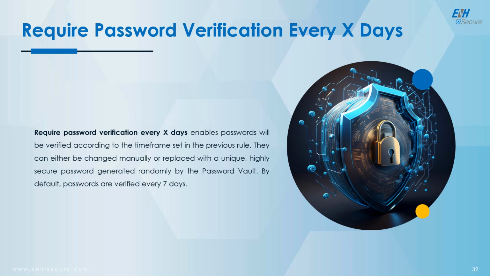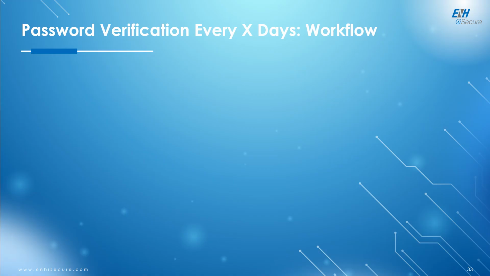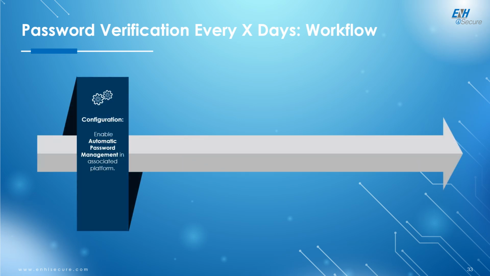This master policy rule determines how frequently passwords will be verified. This rule ensures that passwords are regularly verified to maintain security and resolve password irregularities. Let's take a look at what happens when the CPM performs a password verification. This process starts by enabling automatic password management on the platform, allowing the CPM to apply the master policy settings to it.